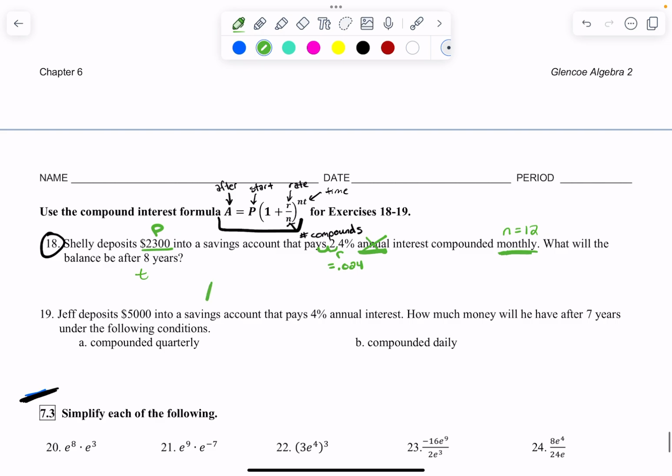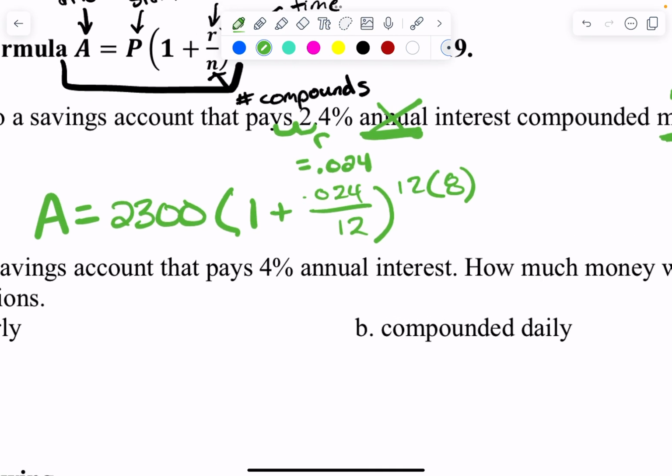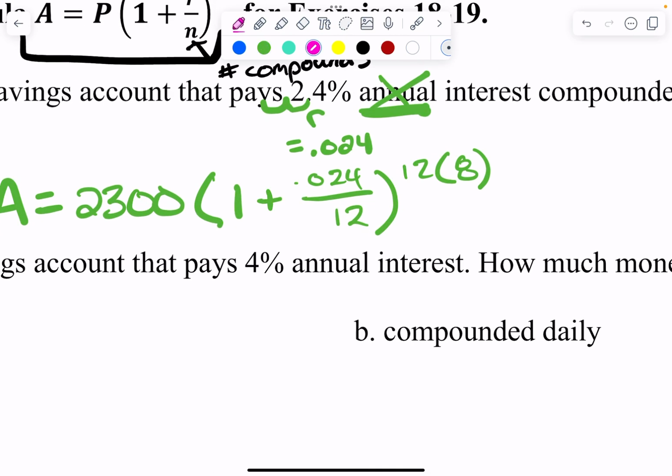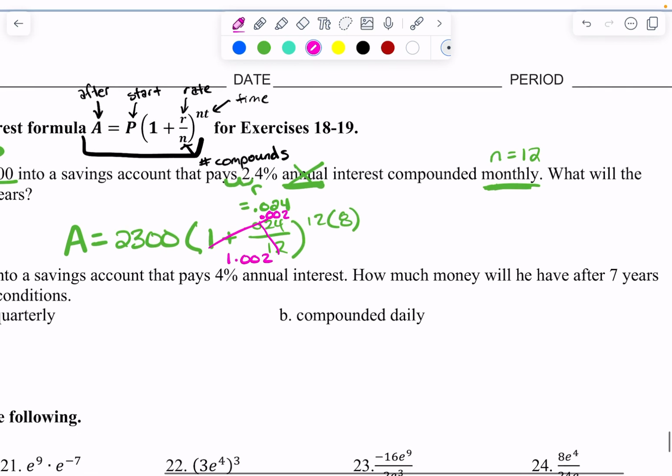So let's plop stuff in and figure out what our after amount is. We're taking 2,300, just using this formula to plop stuff in, times 1 plus the rate, 0.024, over N, which is 12, to the 12 times 8 power. Okay, I'm going to do this part first: 0.024 divided by 12. You can type this in all at one shot if you trust your calculator and you trust the way that you typed it in. So this is 0.002. And if I add that to 1, that's going to be 1.002. Okay?